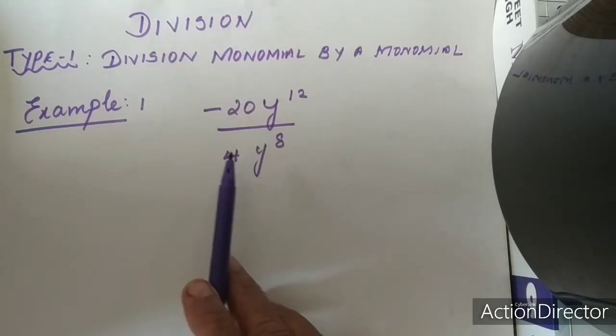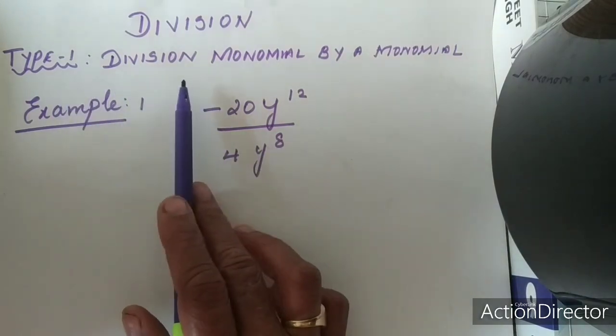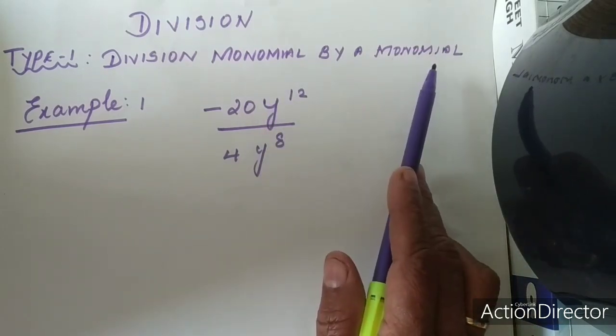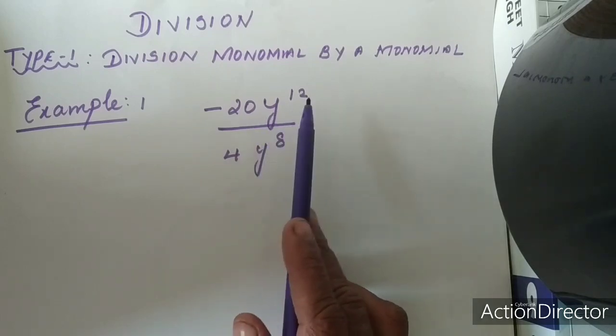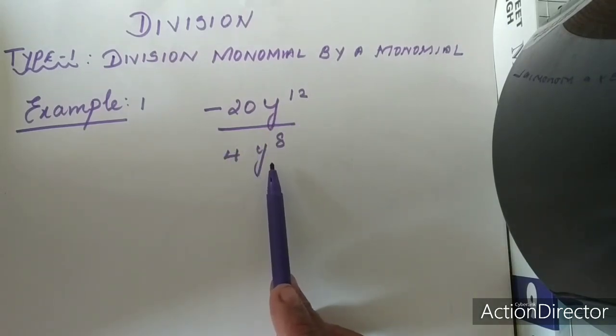Today let us see division of a polynomial. First, type 1. Here we are going to divide a monomial by another monomial. For example, minus 20y power 12 divided by 4y power 8.